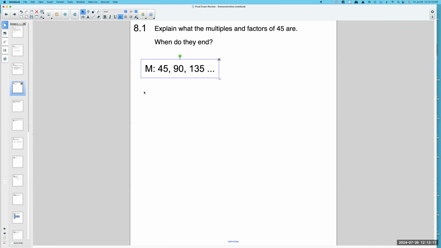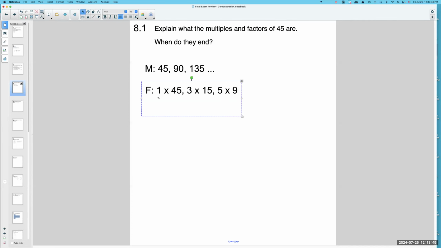Now for factors, the factors are the numbers that I could multiply to get 45. So I could do 1 times 45, and normally we just write these in a list. So let me write it the way that when you work it out, you probably do this. I can do 1 times 45. I can do 3 times 15. I can do 5 times 9. Now it's going to flip backwards and go 9 times 5 and 15 times 3 and 1 times 45.